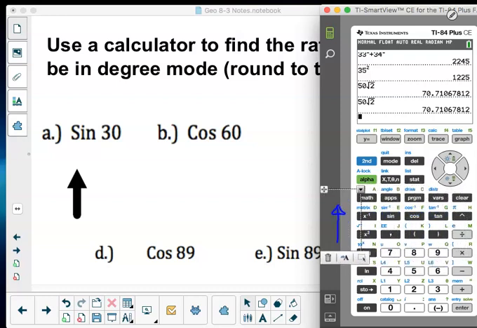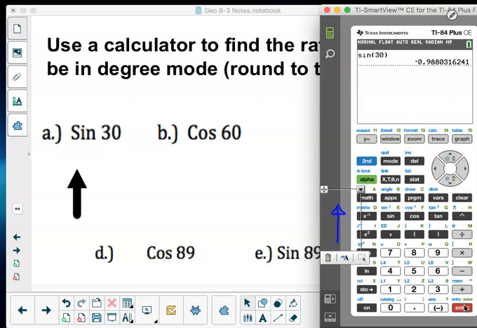So now let's see how we use this. I'm going to put in the sine of 30. I've got to close my parenthesis and hit enter. Now, the sine of 30 comes up as negative 0.988031. I know that's wrong. I know that's in radians.